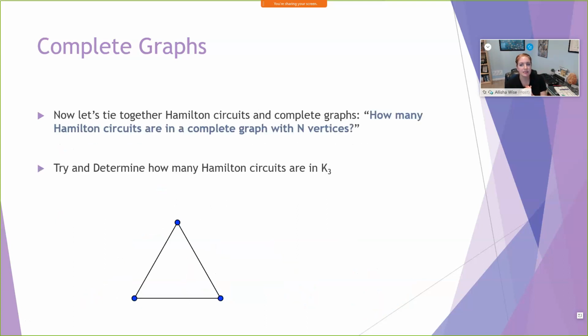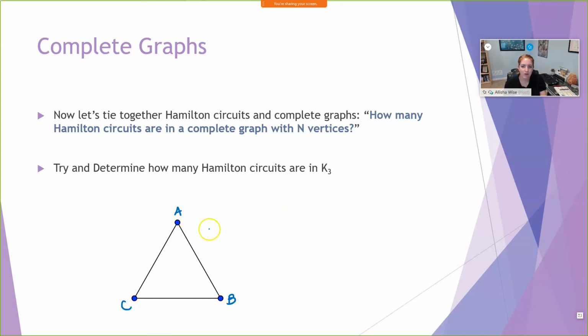Okay, so we're going to specifically be looking at complete graphs as we move forward, and we're going to be looking at how many Hamilton circuits are in a complete graph with n vertices. So let's go ahead and try and determine how many Hamilton circuits are in K3. So, fun fact, there's only 2.